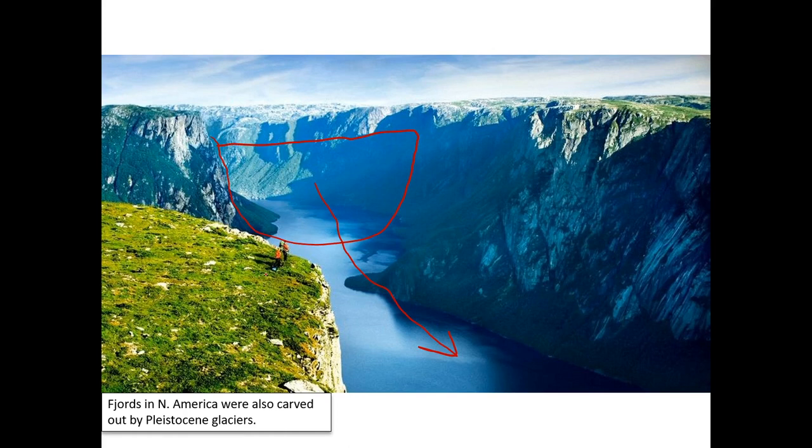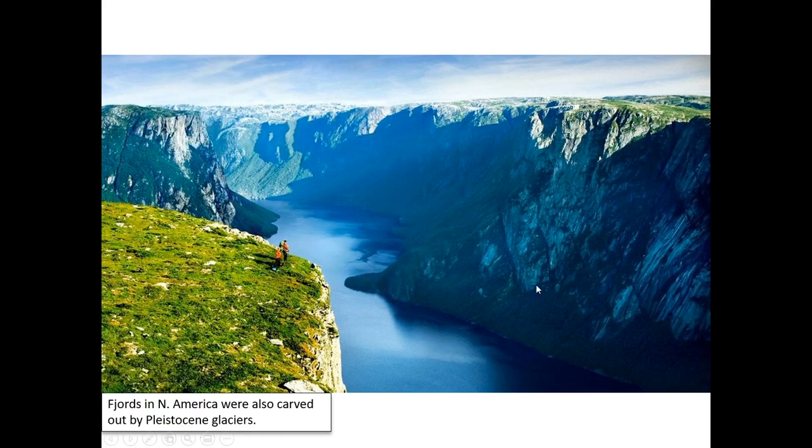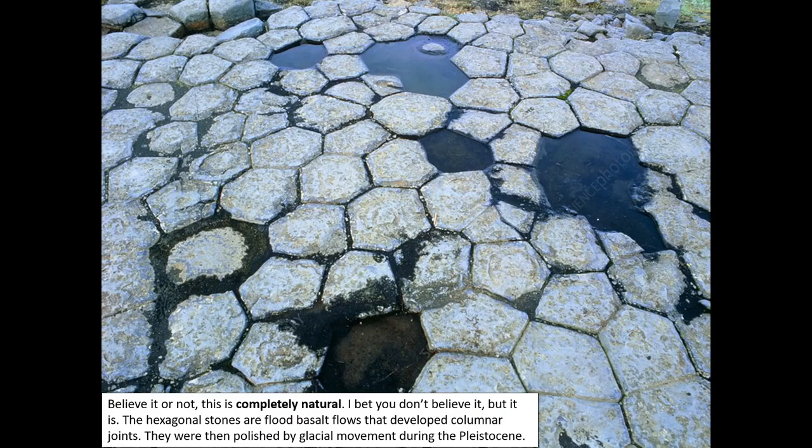But now that the glaciers are gone, you just see this empty U-shaped deep-sided valley. So very beautiful. I just wanted to show you this picture because it's amazing. You might look at this and swear that this was a beautiful pavement built by somebody, but this is created 100% naturally. Nobody made this. So what you're looking at here are columnar joints.